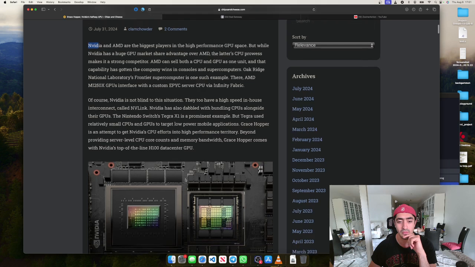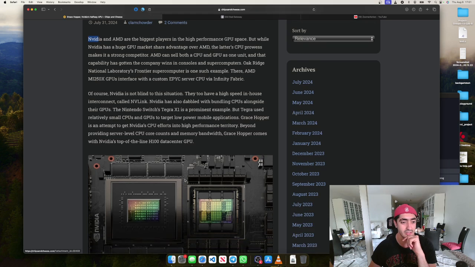Nvidia has also dabbled with bundling CPUs along with their GPUs. The Nintendo Switch's Tegra X1 is a prominent example, but Tegra used relatively small CPUs and GPUs to target low-power mobile applications. Grace Hopper is an attempt to get Nvidia's CPU efforts into high-performance territory. Beyond providing server-level CPU core counts and memory bandwidth, Grace Hopper comes with Nvidia's top-of-the-line H100 data center GPU.